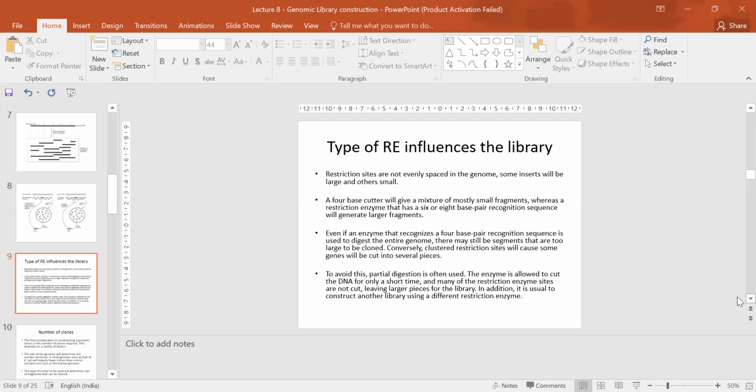Even if an enzyme recognizes a 4-base pair recognition sequence and is used to digest the entire genome, there may still be segments that are too large to be cloned. To avoid this, partial digestion is often used. The enzyme is allowed to cut the DNA only for a short time, and many of the representative enzyme sites are not cut, leaving larger pieces of DNA fragments. In addition to that, it is useful to construct another library using a different restriction enzyme.